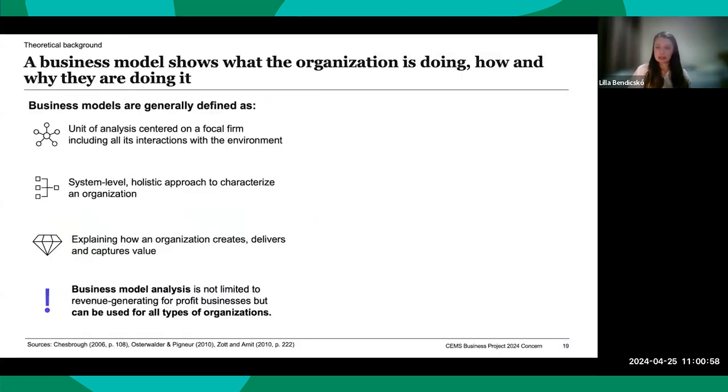Looking at the business model theory that we used for describing Concern's way of working, we can see that the business model itself is just a way to show how an organization interacts with its environment. It's a system-level holistic approach which characterizes the organization. And to be very plain, it is the way the organization creates, delivers, and captures value. This theory can be applied to any kind of organization. It's not only for for-profit organizations.